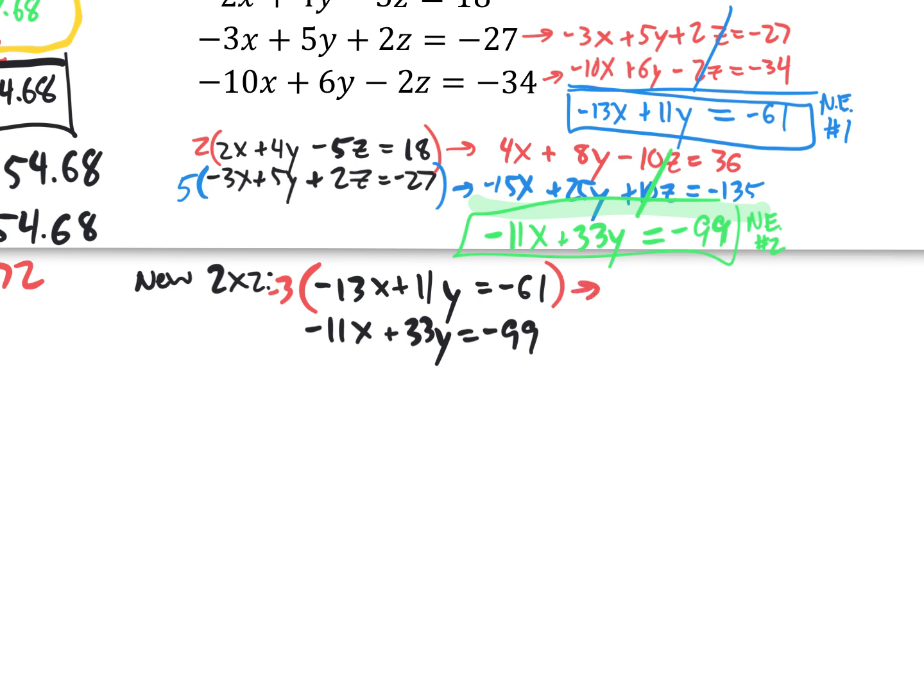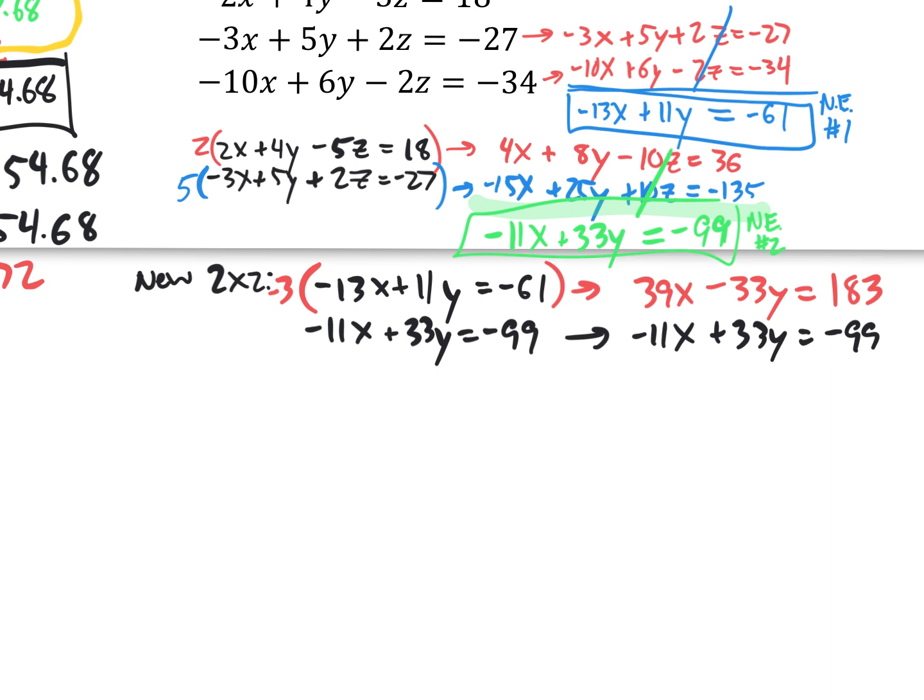So when you multiply by a negative 3, that'll be a positive 39 with an x. That'll be a negative 33 with the y. And that's positive 183, correct? Use a calculator, negative 3 times negative 61, positive 183. Yep. And the bottom one, we're just going to rewrite it. That's negative 11x plus 33y equals negative 99.